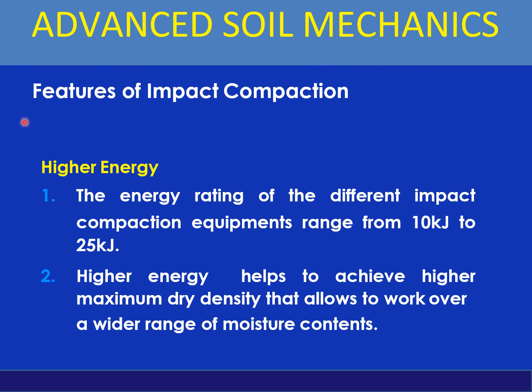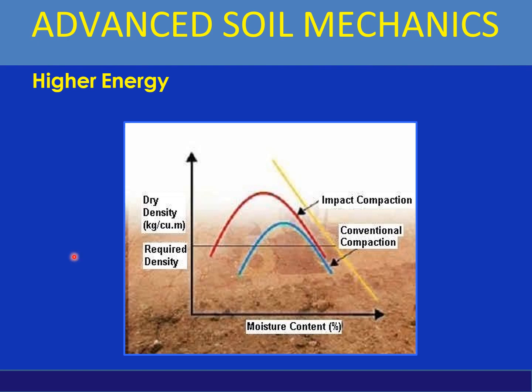Features of impact compaction: high energy. The energy rating of the different impact compaction equipment ranges from 10 kJ to 25 kJ. Higher energy helps to achieve higher maximum dry density and allows working over a wider range of moisture contents. So with high energy, you can see this is the conventional compaction behavior, and in the impact type of compaction, the curve has been shifted in the upward direction and in the left direction like this.